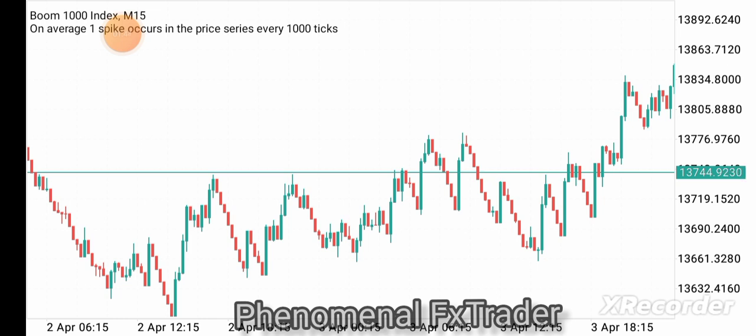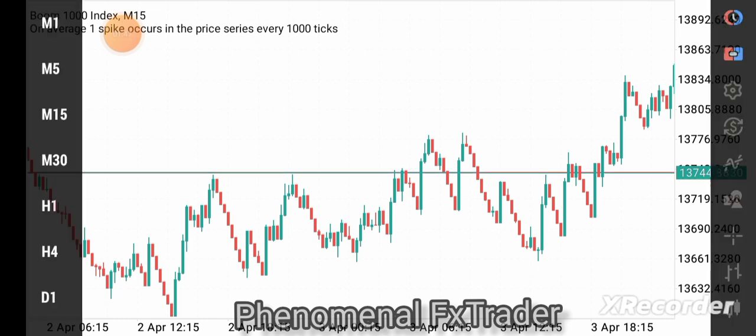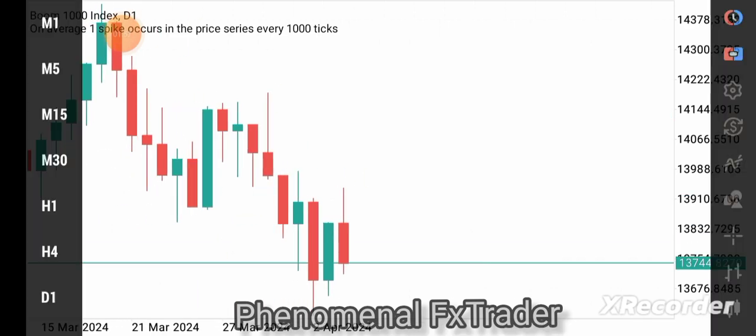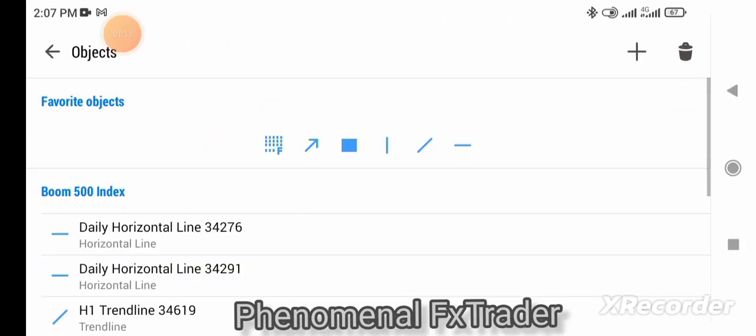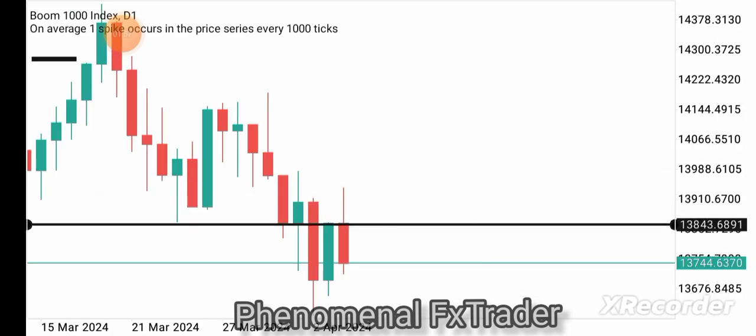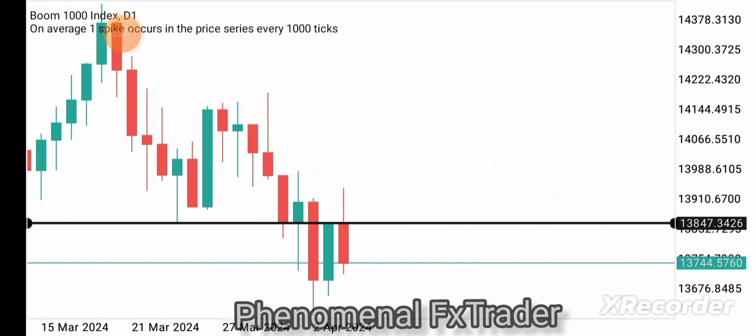All right, so based on that strategy, the first thing you need to do is go to the daily time frame. When you go to the daily time frame, all you need to do is mark out the previous day's lows and highs and their opens and closes. Like now, the previous day's candlestick was bullish, as you can see. I've put this horizontal line to mark where the previous day's candlestick closed.